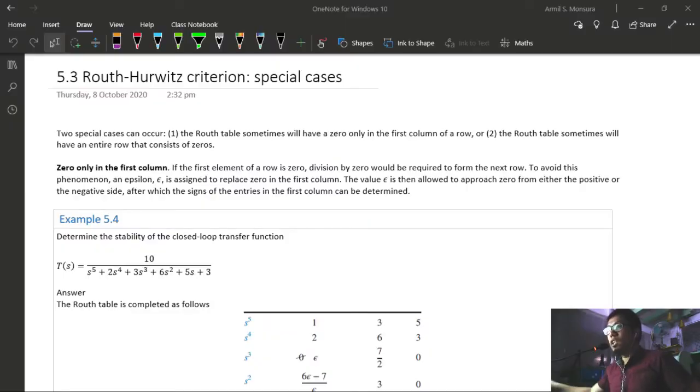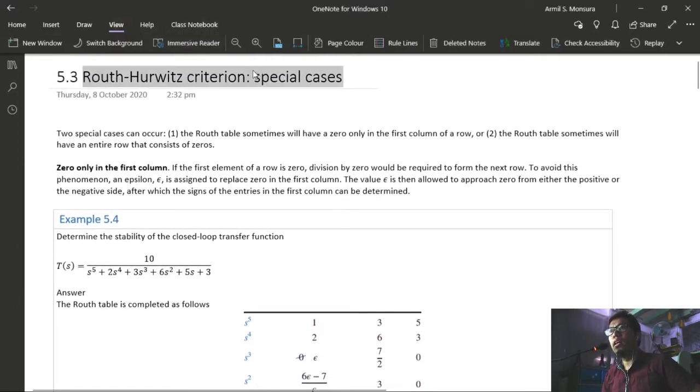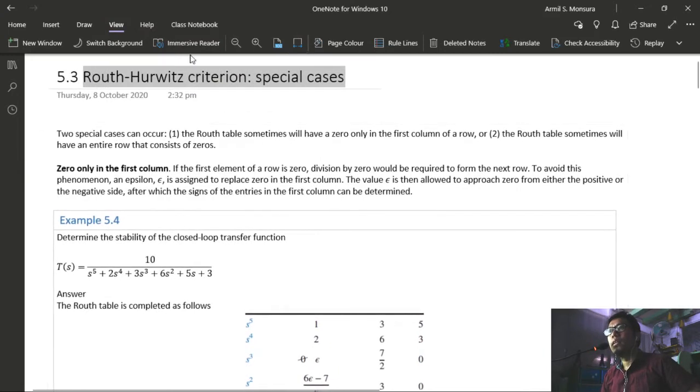Okay. So now we proceed with the special cases of the Routh-Hurwitz criteria. Okay, dalawang special cases yung pag-uusapan natin. Number one is that the row table can sometimes have a zero only in the first column of a row. Okay, so sa isang row, yung first column nun magsi-zero.